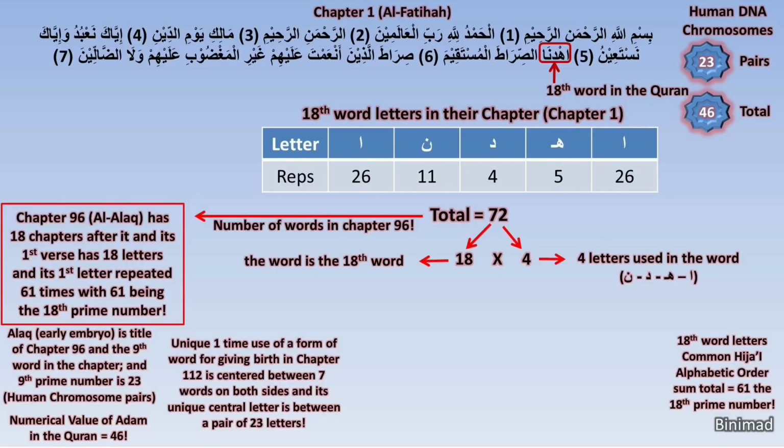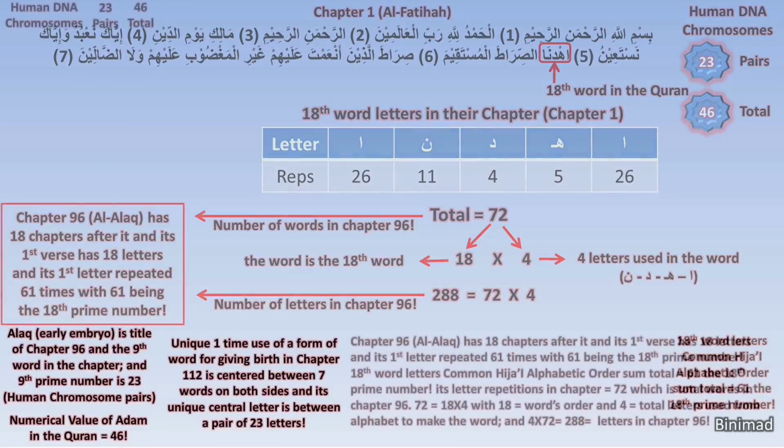What if we try to multiply 4 by 72? This gives us 288. 288 is shockingly the total number of letters in chapter 96. What words can do justice to this? Just like the DNA code, its parts have multiple functions and readings. But it simply does not end.